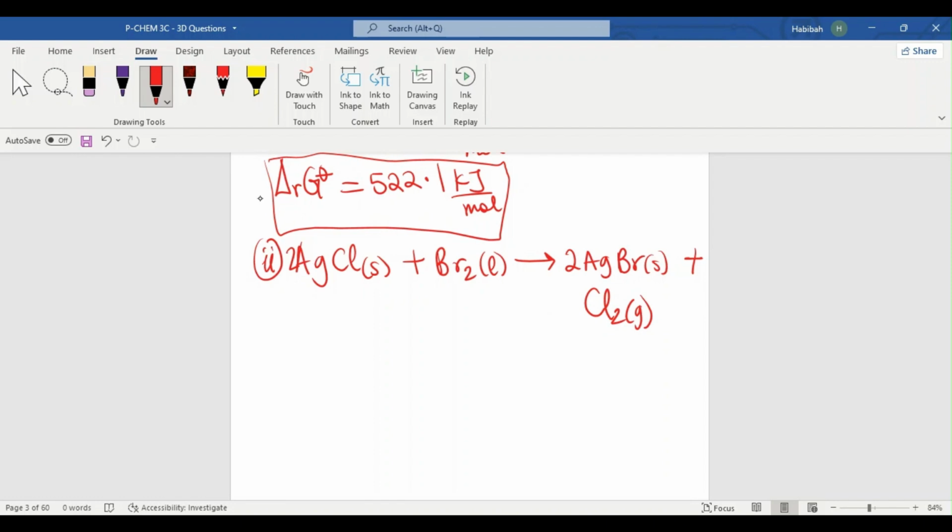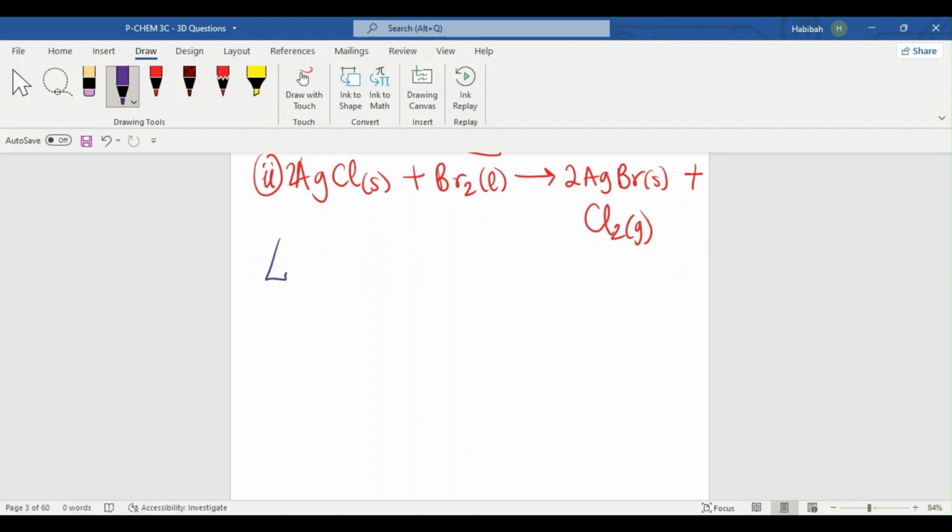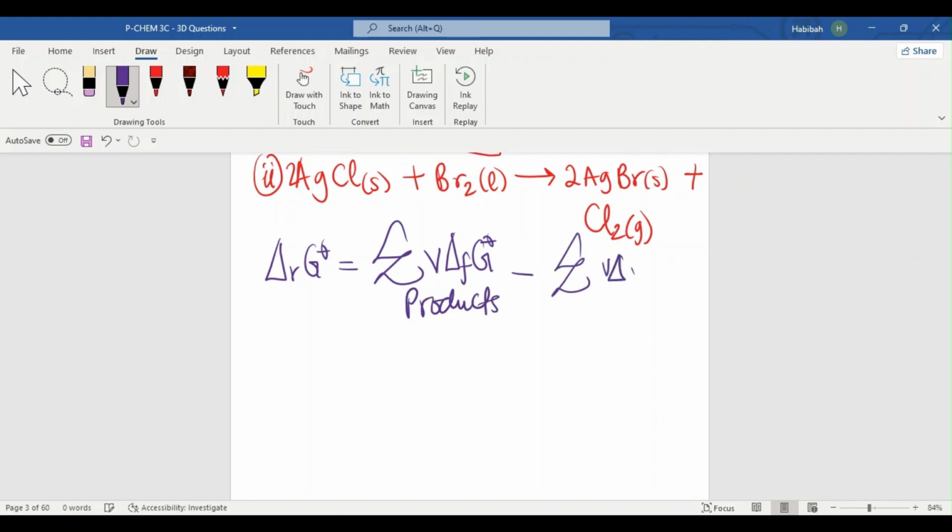Let's not forget the general rule is this one right here. We know that the Gibbs energy of reaction is the summation of, this is the coefficient, by the way, for all of you who don't know what this V stands for. It stands for the coefficient. So you have the Gibbs energy of formation for products minus the summation of the Gibbs energy of formation for reactants. So that's basically the general formula for the Gibbs energy of reaction.